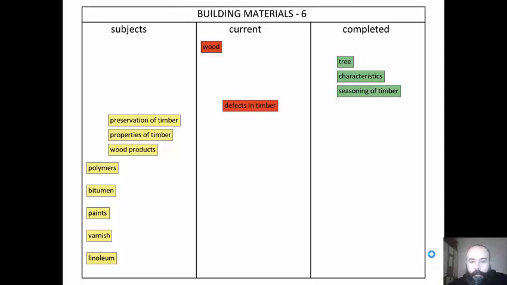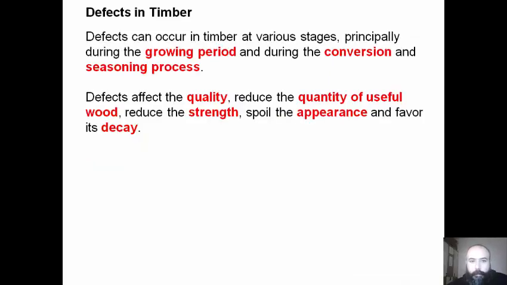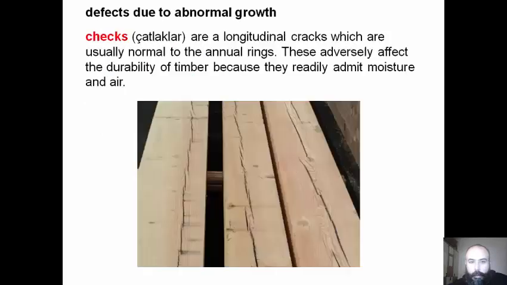Let's look at the defects in timber. Defects can occur in timber at various stages, principally during the growing period and during the conversion and seasoning process. Defects affect the quality, reduce the quantity of useful wood, reduce the strength, spoil the appearance, and favor its decay. First, we have defects due to abnormal growth.